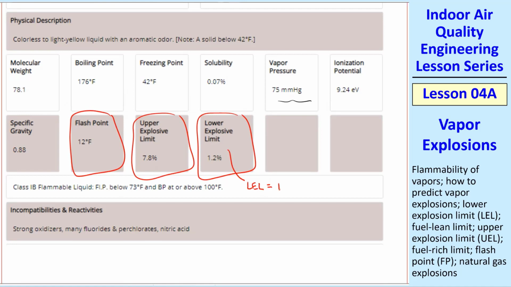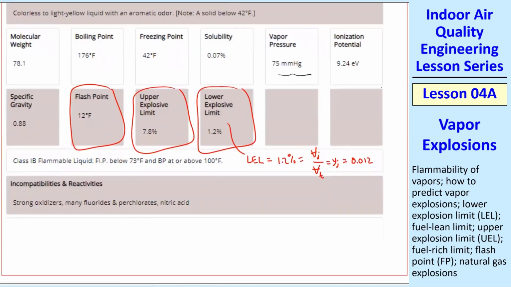So LEL is 1.2%, which is by volume. That means it's by definition Vj over Vt. It's the fraction of volume occupied by that partial volume of the gas. And so that is equal to yj. So in terms of, just divide by 100 to get it into more proper units, 0.012. And then you multiply by 10 to the 6 to get it into ppm. So this would be 12,000 ppm. So this is the LEL of this chemical in ppm. Similarly, this would be 78,000 ppm.